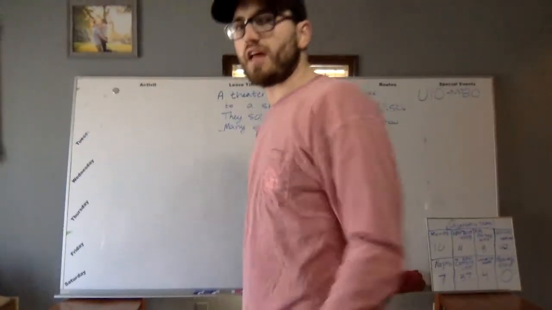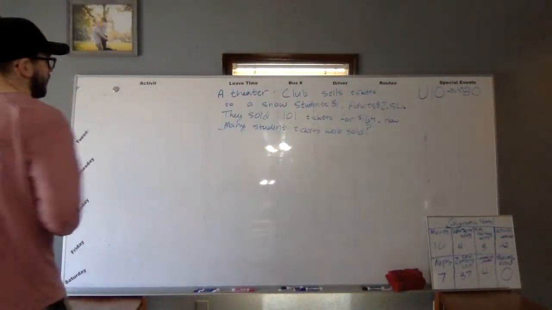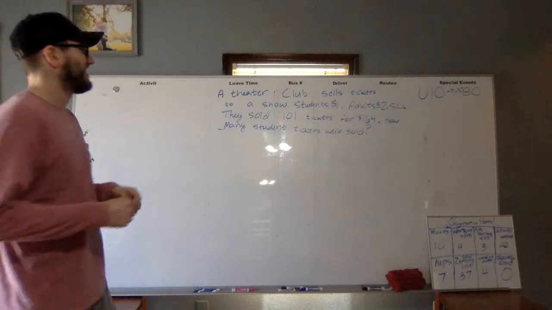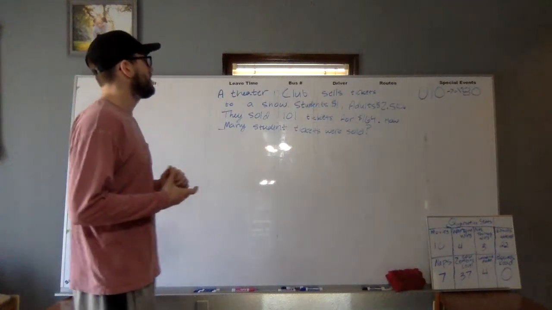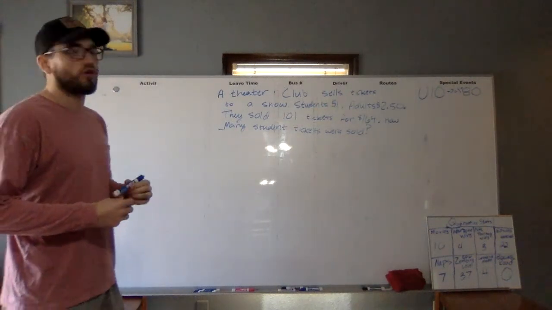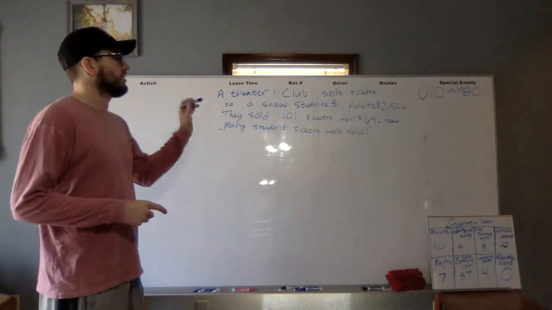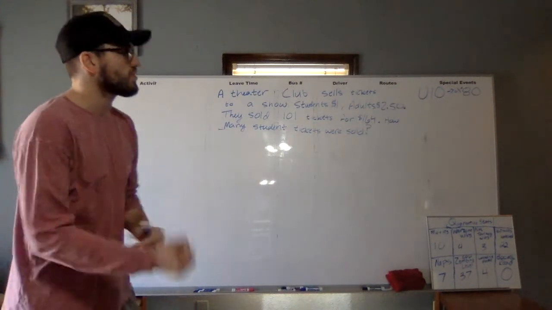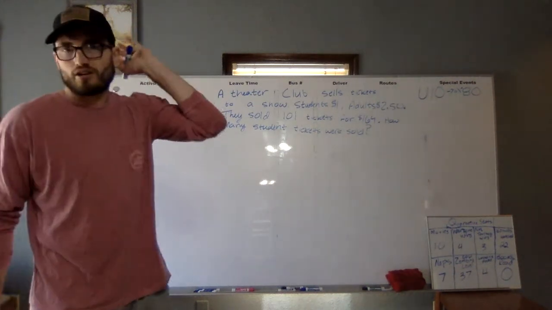All right. Here's our last example for this lesson. Word problem. A theater club sells tickets to a show. Students are $1. Adults are $2.50. They sold 101 tickets for a total of $164. How many student tickets were sold?